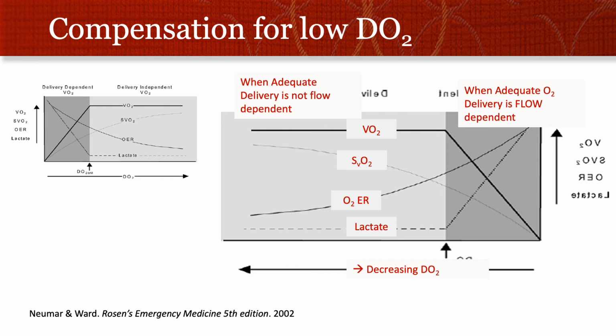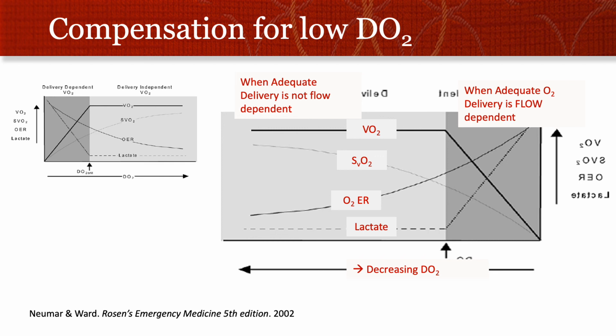And that means that the extraction ratio is so high it can't go up, and yet the cells still aren't getting the oxygen they need. And so there's simply not enough oxygen there. And in that window of time, the oxygen delivery is flow dependent. The cells are taking every bit of oxygen from the blood that goes by, and the only way to help is to give more blood and push more blood through. That's a flow dependent area.